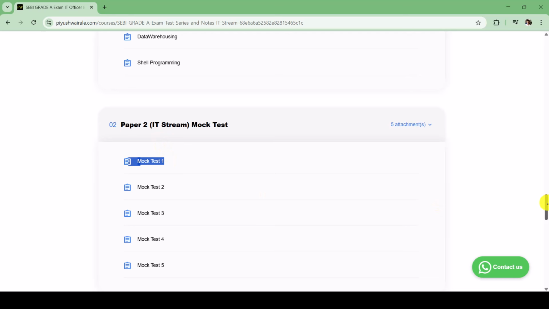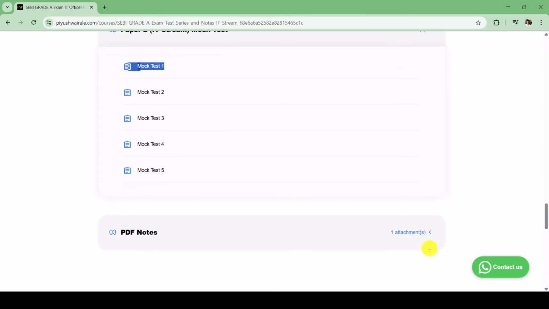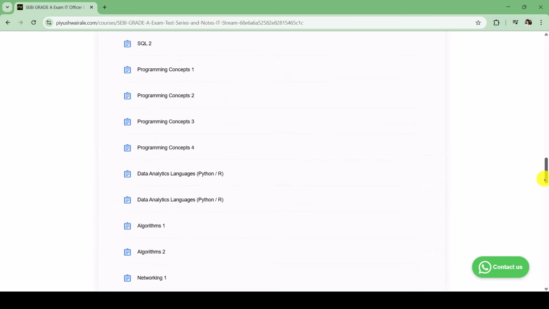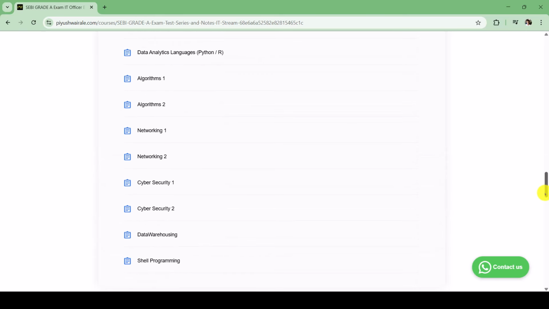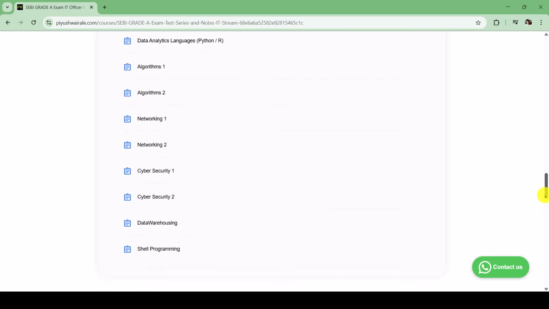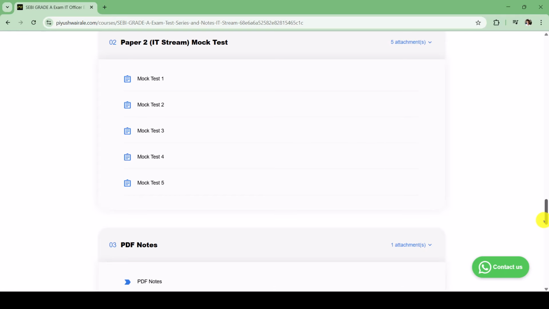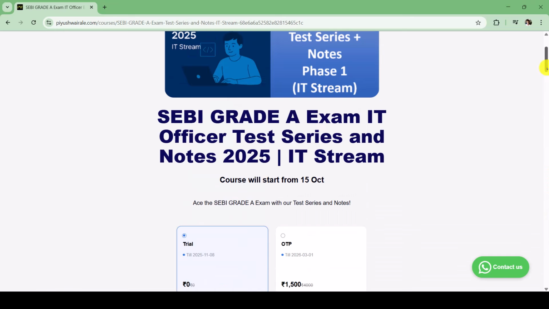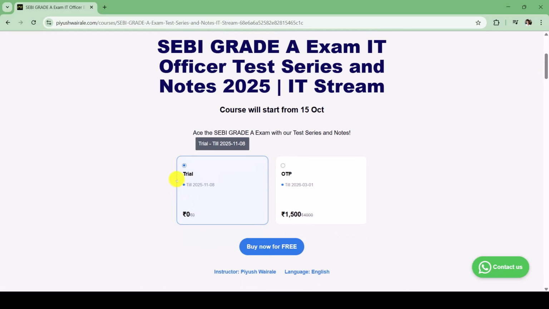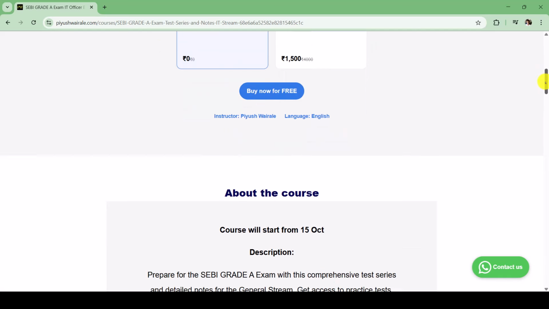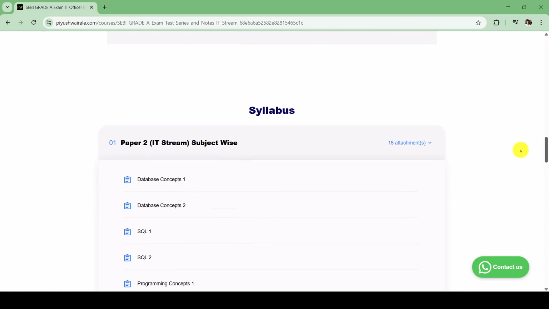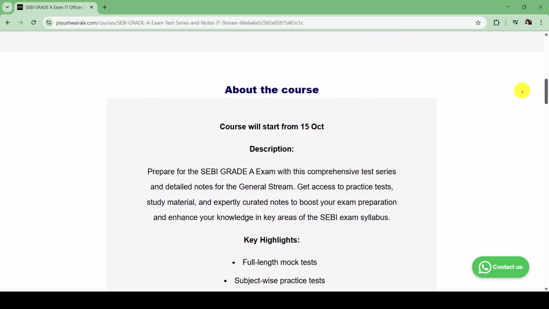So here we are providing 5 mock tests like that, and you can find PDF notes as well. We already have notes for DBMS, SQL, networking, right? We'll share those notes and you can start preparing. So this is regarding the SEBI Grade A IT Officer course and test series. As of now, you can look at the trial course here. Till 8th of November, you can access the entire course for free. As of now, we have just launched the tests for database concepts and SQL. You can go through that.